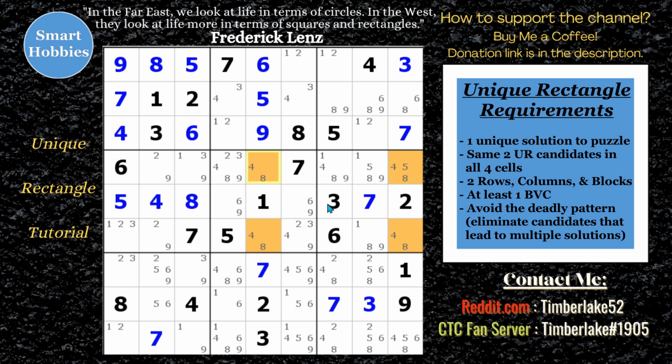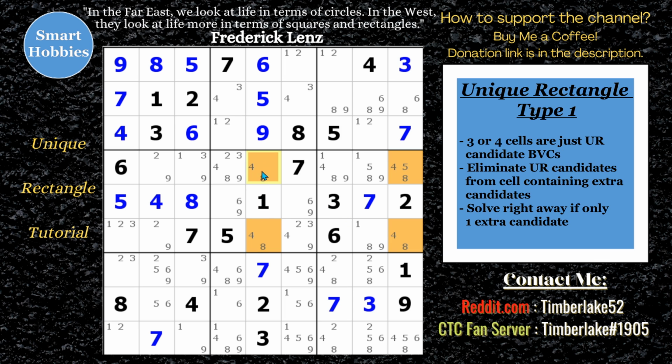Anytime you know the puzzle has a unique solution, you can always check for this deadly pattern, or avoid the deadly pattern, and use unique rectangle logic. So the type 1 is when three of the cells are the same bivalue cell and one of the cells contains extra candidates, right? In this case, it contains a 5. But if it contained more than one candidate, say a 6, 7, 8, what you can do is eliminate both of the bivalue candidates from that one cell. And since there's only one remaining, a 5, this cell can be solved for 5 because you're preventing that deadly pattern.